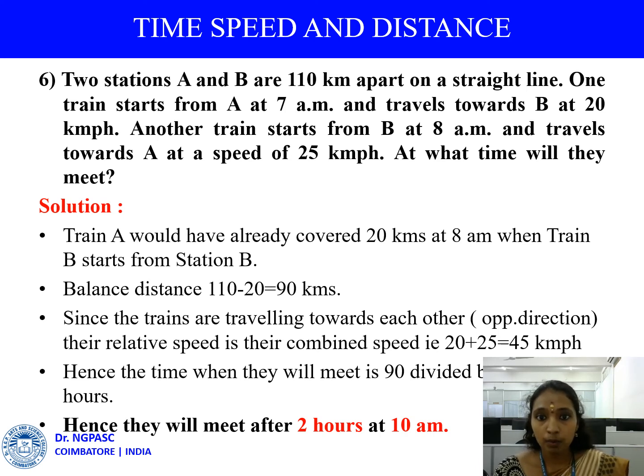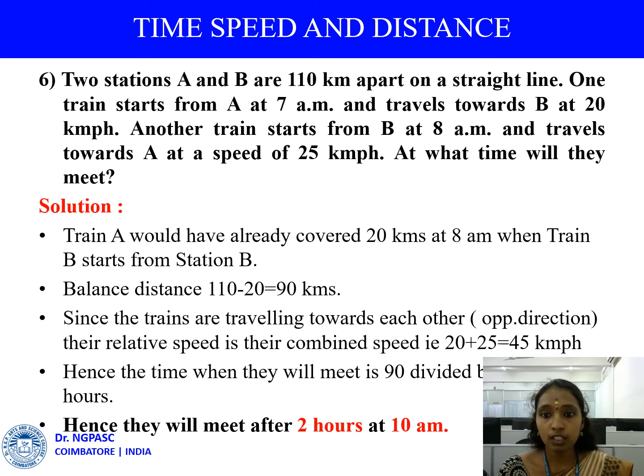So train A would already have covered a distance of 20 kilometers by 8 a.m. Of the 110 kilometers, 20 kilometers is covered, so the remaining distance will be 90 kilometers. Since the trains are traveling in opposite directions, we need to add the speeds of the two trains: 20 kilometers per hour and 25 kilometers per hour. Adding these two speeds, we get 45 kilometers per hour.